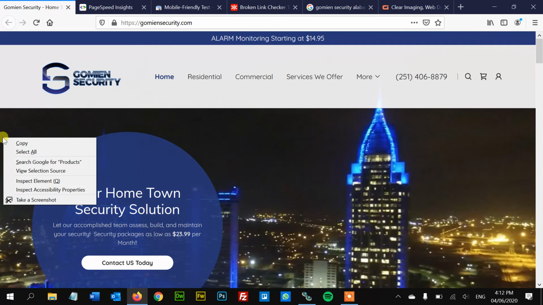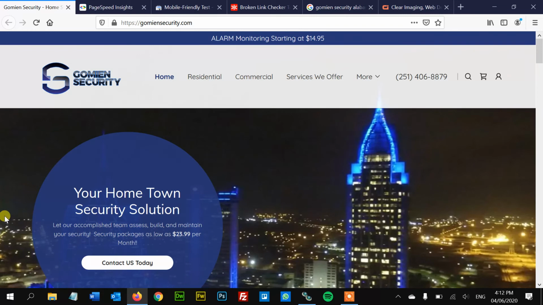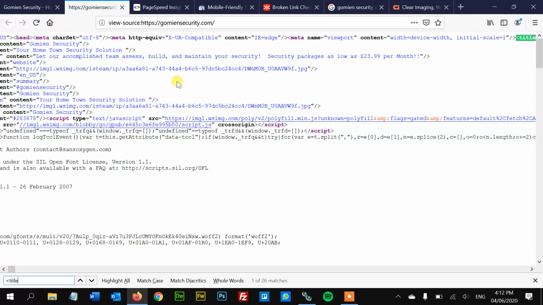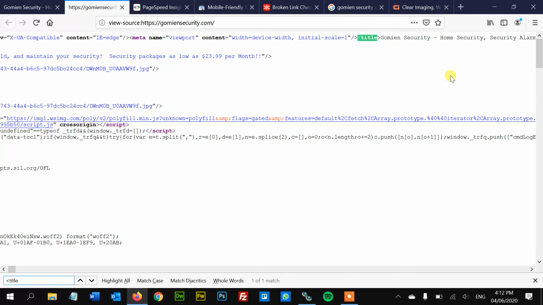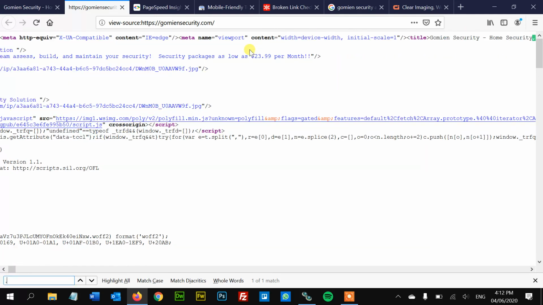I'm going to right click on the page here. View page source. Going to look for the title. The title tells Google what your page is all about. It's super important. Here we have your company name, your main keyword phrases, two of them. All we need now is your service area. So if it's Mobile, Alabama, then you should put comma Mobile, Alabama. And then that will be that, A+, perfect. All right, let's keep going.